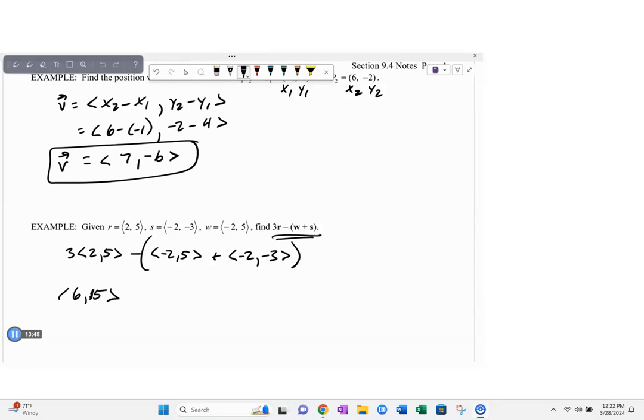Minus, and then in here, what I do is I take the W plus S, so I get W plus the same term over there, -2 plus -2, we get -4. And then I'll take the 5, the y, plus the -3. 5 plus -3 is 2. There's W plus S. And now I'm going to take the 3R minus the W plus S. So I'm going to go 6 minus a -4.